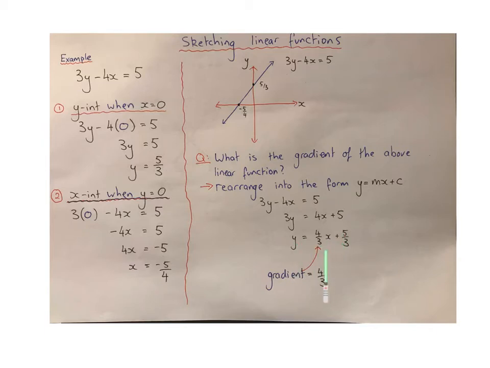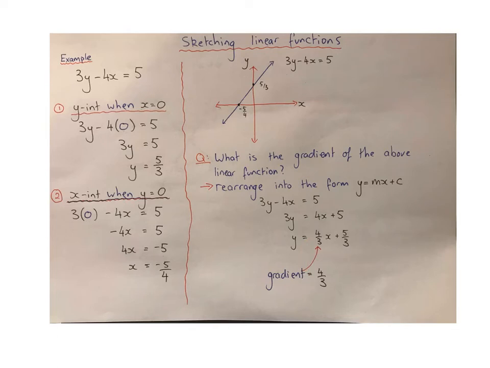When it's written like this, in the form y equals mx plus c, I can read my gradient straight from the equation as 4/3. So here, see that the gradient is the coefficient of the x term when it's written in the form y equals.